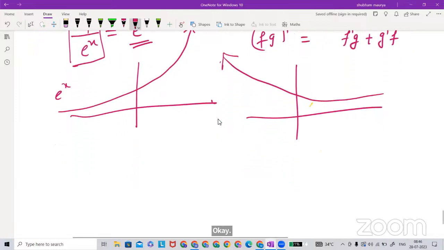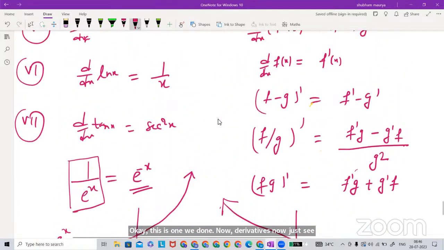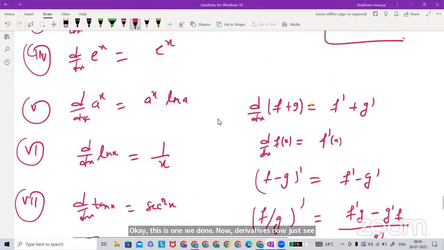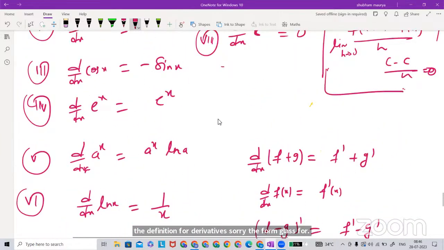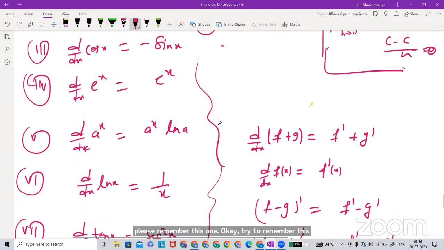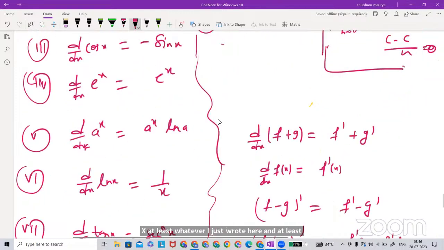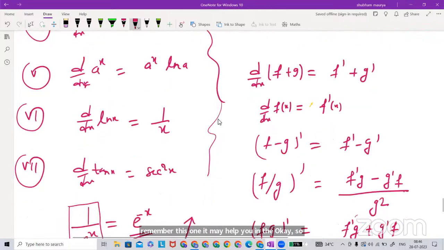Okay, this one is done. Now just see the formulas for derivatives. We have almost discussed all of them. Please remember these, at least the simple ones: sine, cos, 1 by x, e power x. At least whatever I just wrote here, remember this. It may help you in the quiz. Some problems may be on that, where you just need to differentiate.